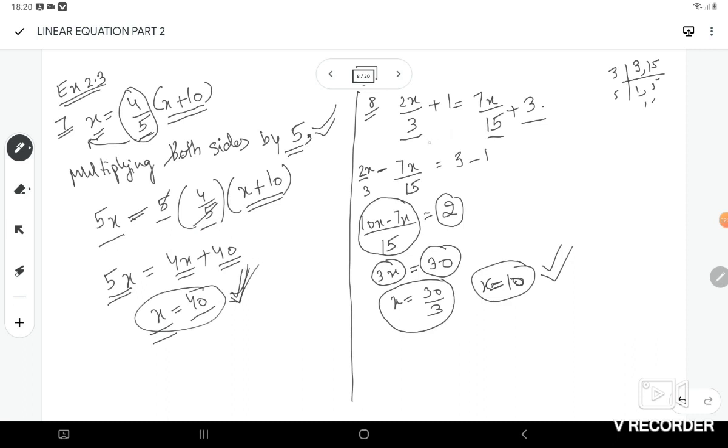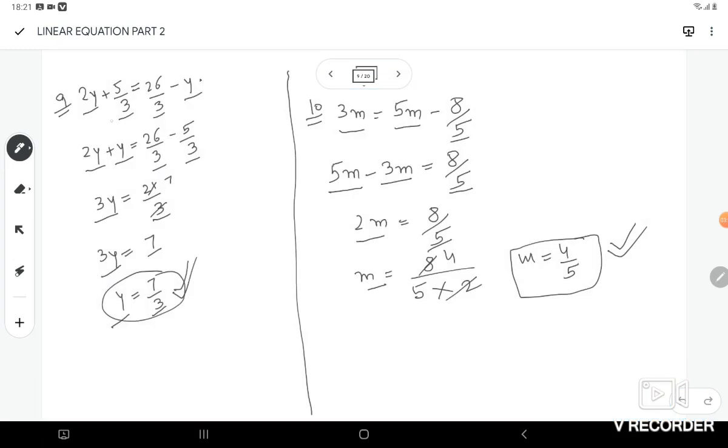Now moving on to the next problem, which says 2/3 of x plus 1 equal to 7/15 of x plus 3. Now on using the transpositioning technique, we get 2x/3 minus 7x/15 equal to 3 minus 1. On taking the LCM, we get (10x minus 7x)/15 equal to 2, which gives 3x is equal to 30, and finally the value of x is equal to 10.